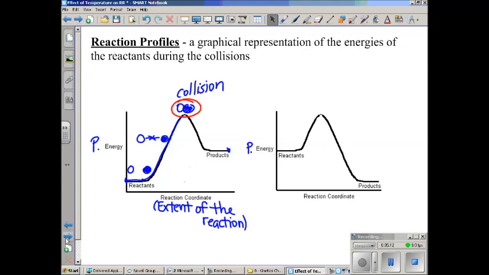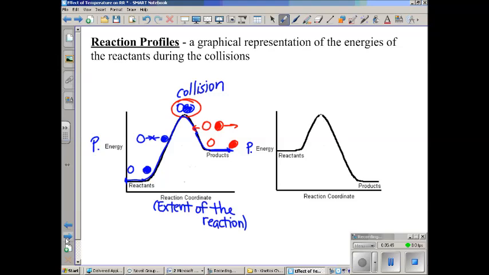Then once they collide and the collision was effective, those new particles, whatever the products are, so some new substances have formed, they're going to be moving away from each other. So you see the potential energy is going to be going down until you get to this line, and then that's where they're completely far away from each other and they're not existing and talking to each other at all. So again, it's just representing the different stages of the reaction.